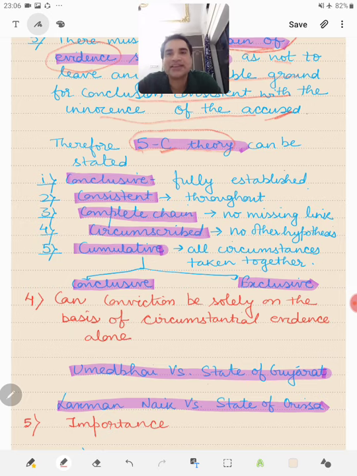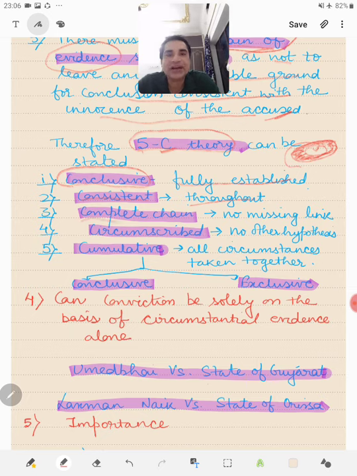That the circumstantial evidence should be conclusive in nature. Conclusive means that it should be fully established. The circumstantial evidence which leads to proving the main fact should be fully established. They should be fully proved. Then they should be consistent throughout. There should not be any anomaly. There should not be any ambiguity in the whole story.